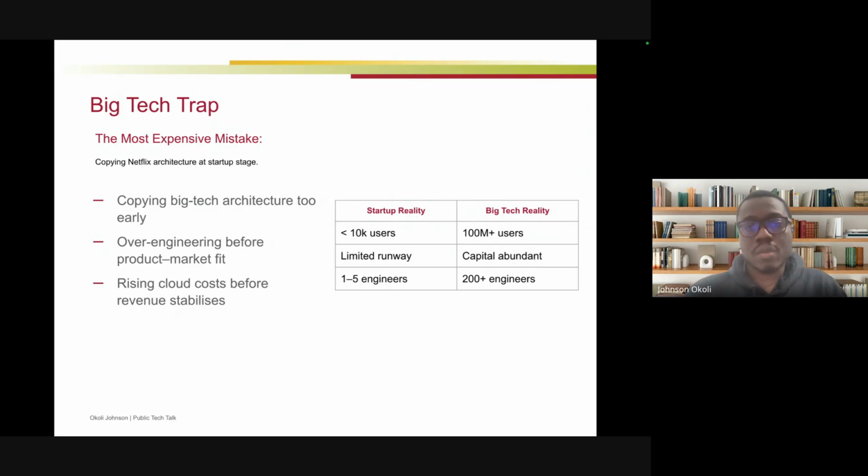Usually this table just shows the realistic comparison between startups and big tech, where for startups you usually have less than 10K users, and big tech 100 million and above. Then you also have limited runway capital, while big tech has abundant capital. Then in terms of engineers, you have 1 to 5 within that range, and then for big tech, usually above 200.